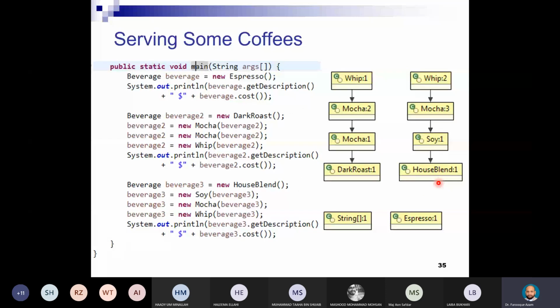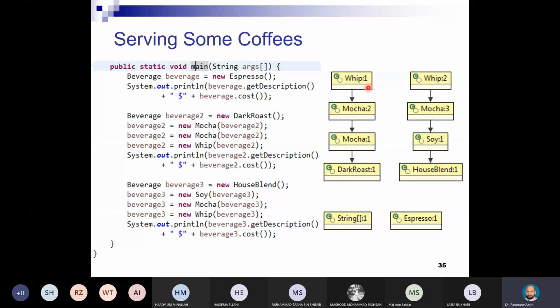The same is explained here, especially for beverage 2. If we see beverage 2, the outermost object is whip, then mocha, then the inner one is the inner mocha, and then the inner dark roast. So this is how the whole hierarchy is going to be built.